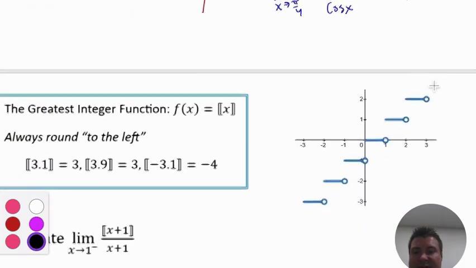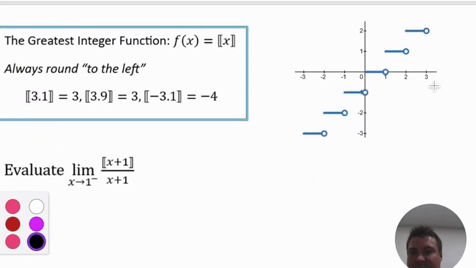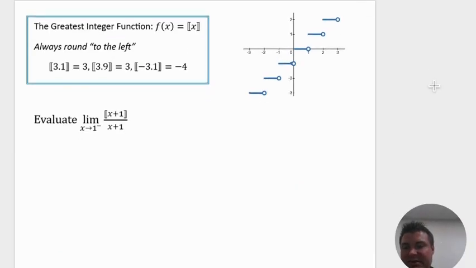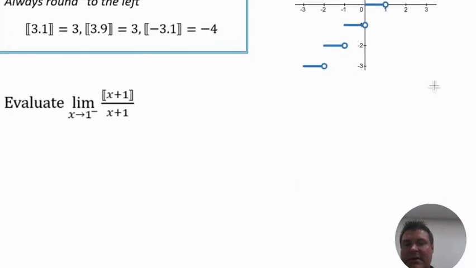Let's go ahead and talk about this greatest integer function in case you've never seen it before. Maybe you've seen some parts with the greatest integer function before. Hopefully this graph looks a little familiar to you. The greatest integer function is just when we round down to the left. So 3.1 becomes 3, 3.9 becomes 3. So we're always going down. Be careful with negatives. Negative 3.1 is negative 4. So it gets a little tricky when we get to limits. So let's just evaluate this one right here.